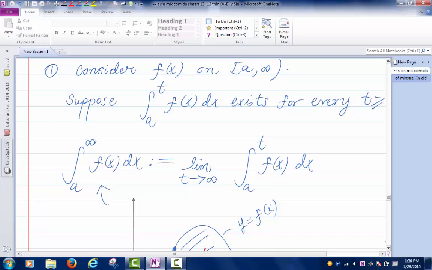The integral from a to infinity of f would be, well, you first take the integral from a to t of f of x dx, and remember, when you evaluate the integral from a to t, you're going to get the antiderivative, and you're going to plug in t, you're going to plug in a, right? a is fixed, so the value of the integral from a to t would be a value in terms of t, and then you take the limit as t goes to infinity. And that's the definition of the integral from a to infinity.